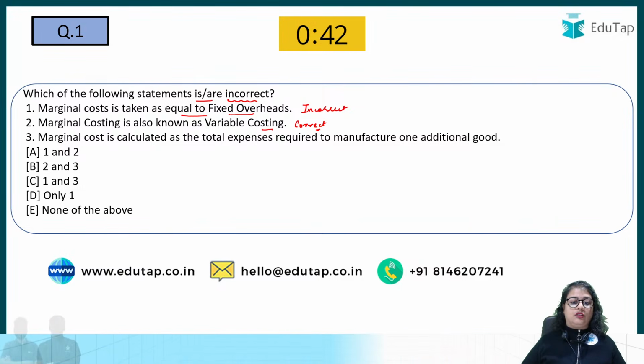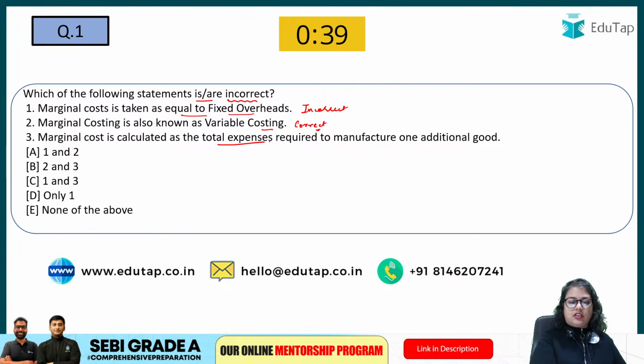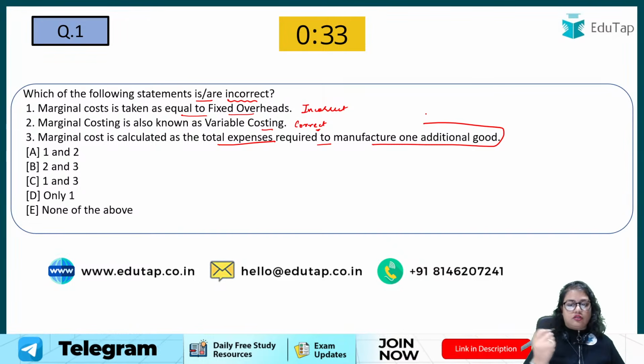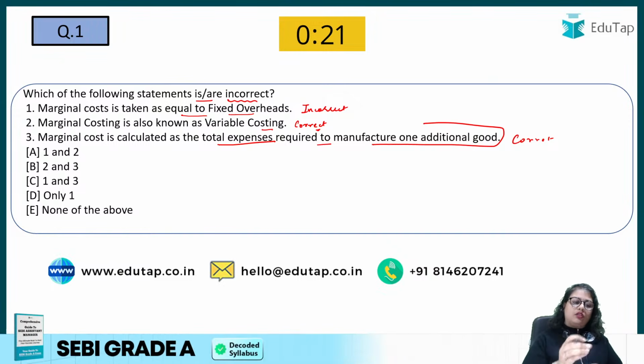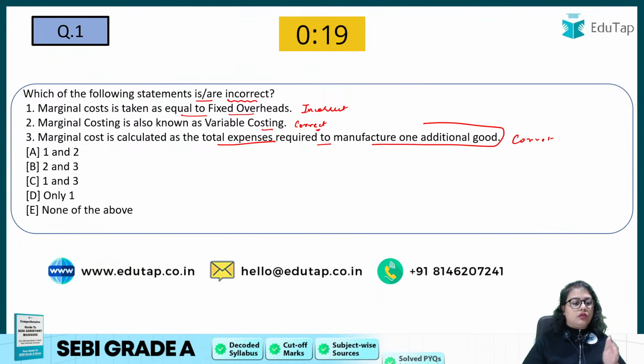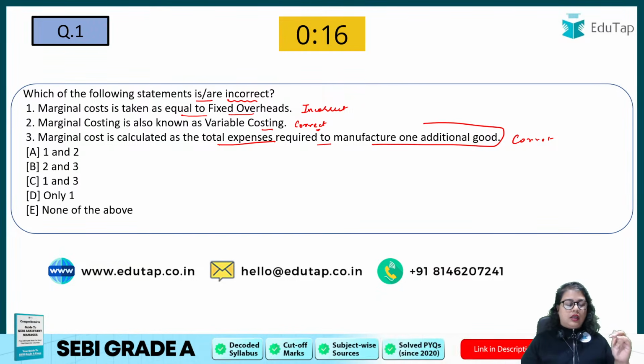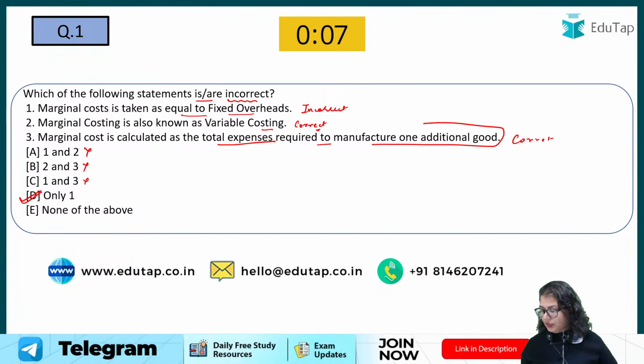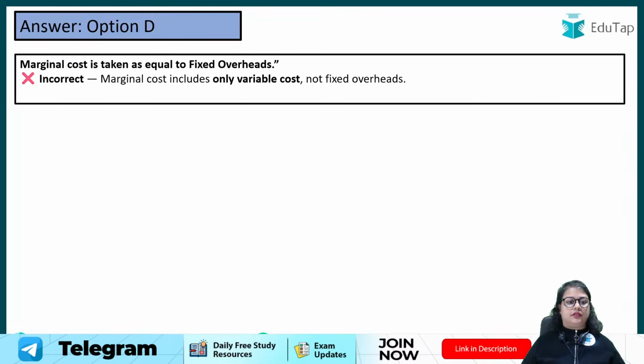Then marginal cost is calculated as the total expenses required to manufacture one additional good. Is that correct? Yes, this is also a correct statement because this is the change in the total expenses when we have to produce one more additional good. So here it is saying that whatever small expense is incurred to produce one more good, that is known as marginal cost. That is true. Okay, so option 1 is wrong, 2 is correct, so B is not the answer, C is also not, so the incorrect statement is only 1, so option D is the correct one, right? Okay, so option D is correct.